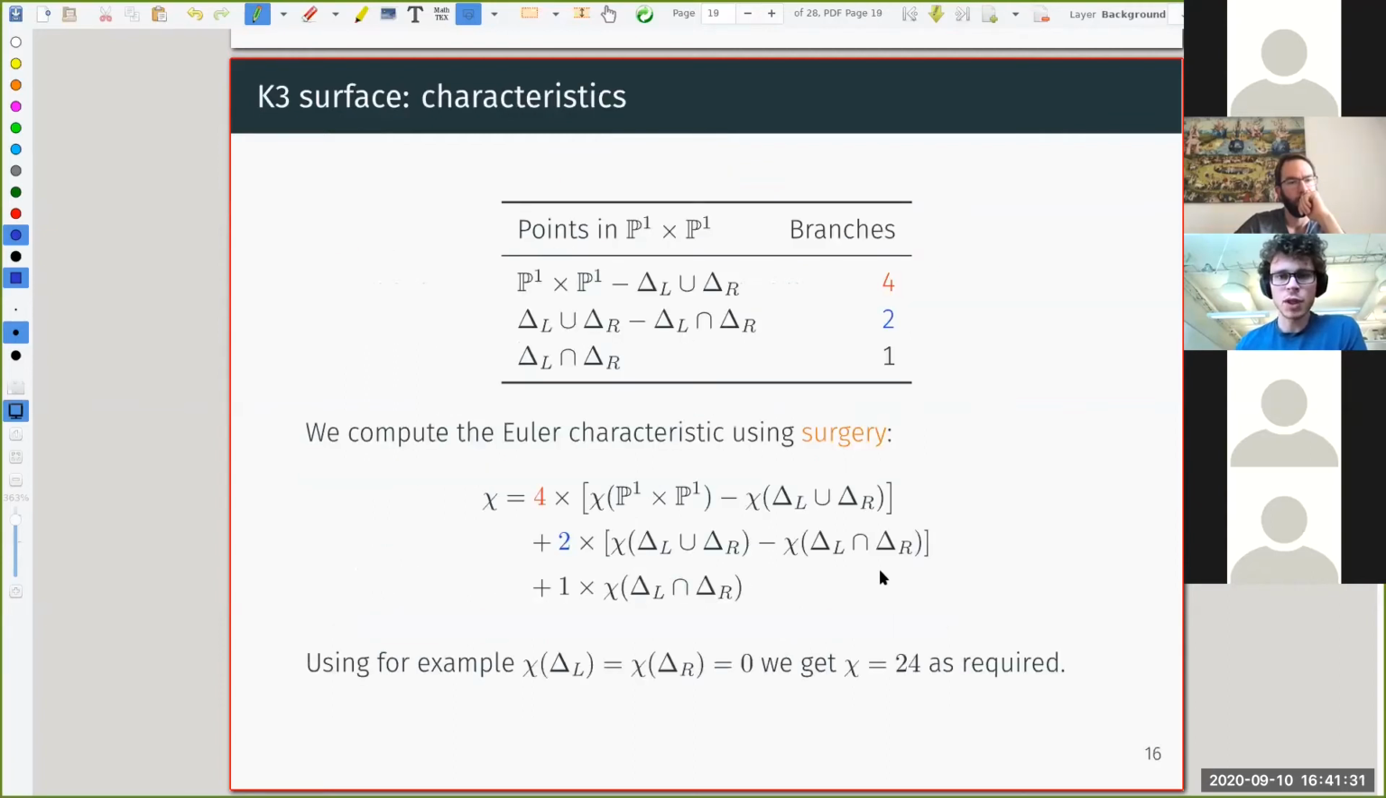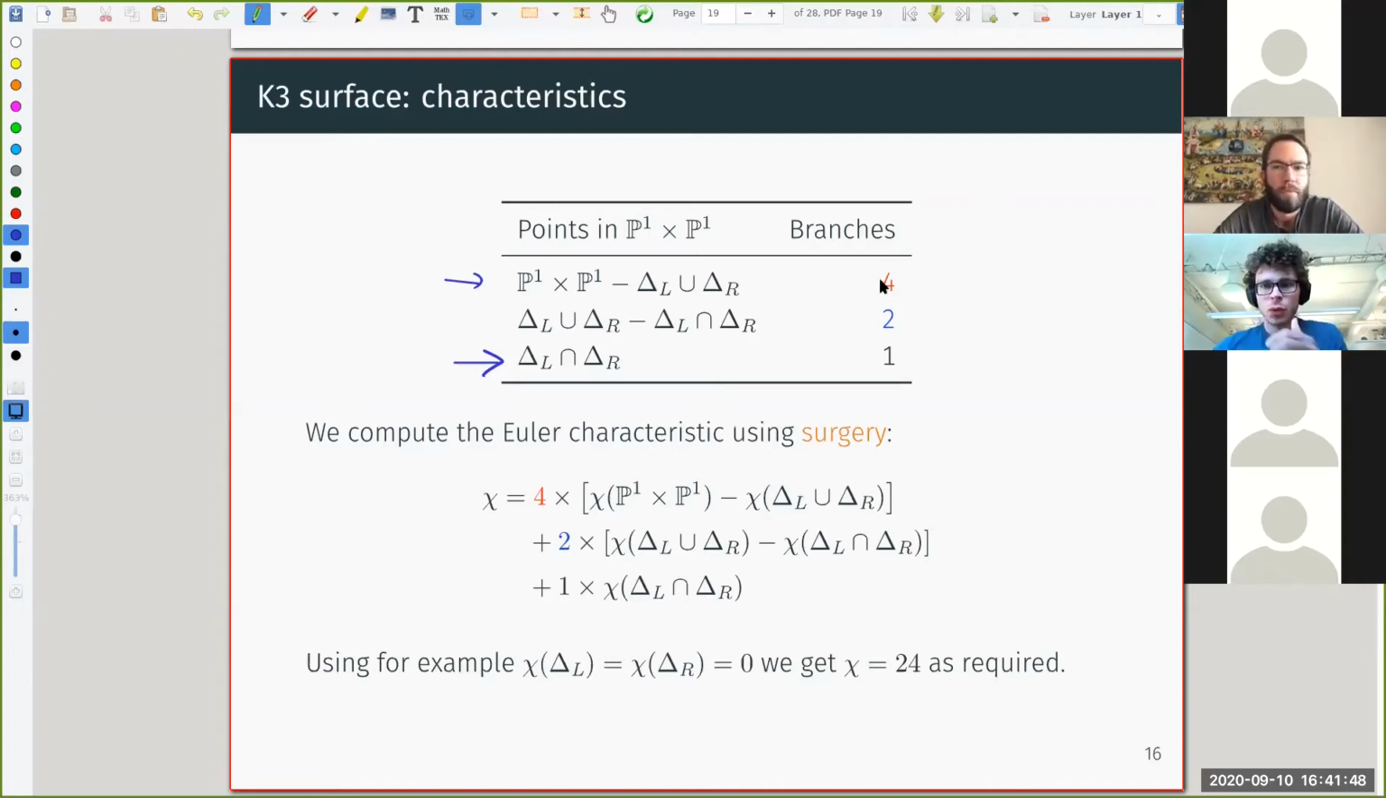Okay, so this is also summarized here in this table. Again, if we're on the intersection of these two curves, then there's going to be 1 branch. If we are just on 1 curve, then there are 2 branches, and in the rest of the space we have 4 branches.